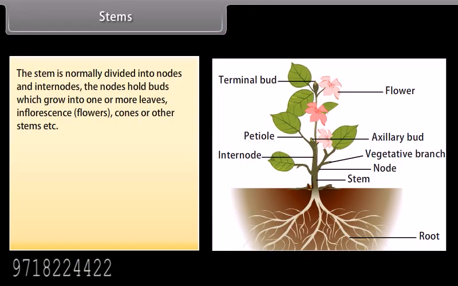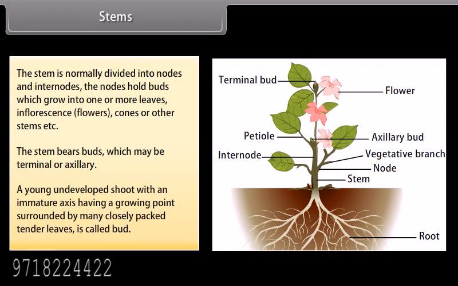The stem is normally divided into nodes and internodes. The nodes hold buds which grow into one or more leaves, inflorescence, flowers, cones, or other stems, etc. The stem bears buds, which may be terminal or axillary. A young undeveloped shoot with an immature axis having a growing point surrounded by many closely packed tender leaves is called bud.